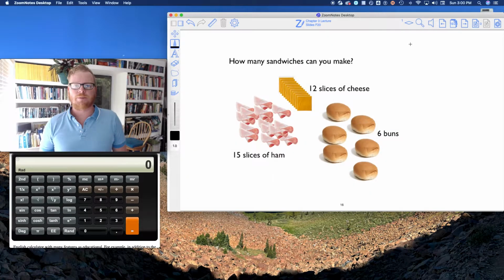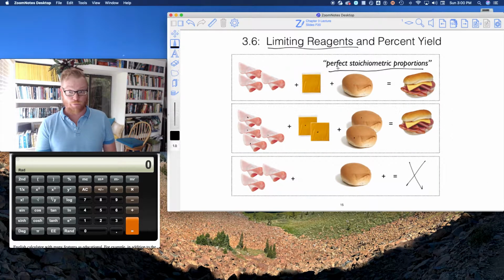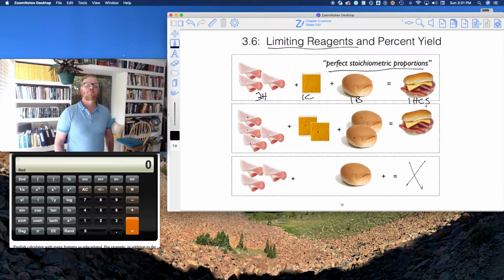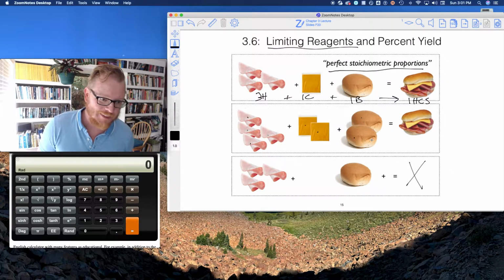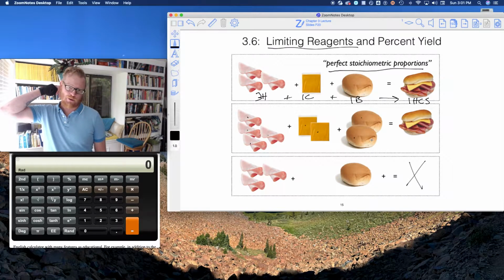So let's test it out. How many sandwiches can we make if we have 12 slices of cheese and 15 slices of ham and 6 buns, okay? Well, we know from the previous slide that we have this perfect stoichiometric proportion. We have a recipe or a ratio, right? We have 3 hams and 1 cheese and 1 bun, and that makes 1 ham and cheese sandwich, okay? So that's our chemical reaction, right? We could think of 3H plus 1C plus 1B makes 1 HCS, 1 ham cheese sandwich, okay?